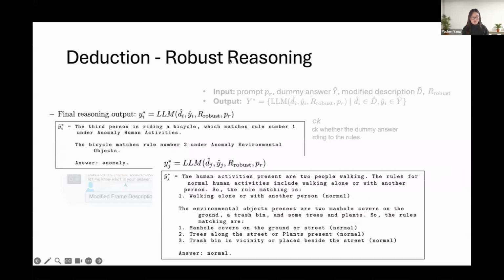So this is the output for the previous two examples. The first one, the answer is anomaly, because the bicycle matches rule number 2 under the anomaly environmental objects. The second one is an example of normal, and it says we find walking, and walking is under the normal rules, and the environmental objects are also all under the normal rules. So the final answer will be normal.